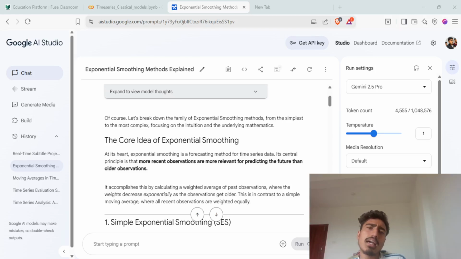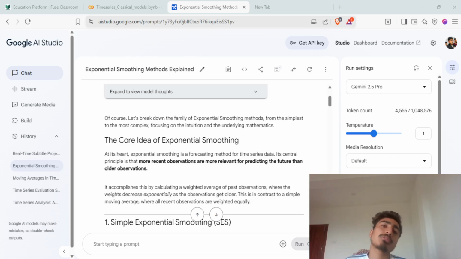Hi guys, today I'm covering the core idea of exponential smoothing and all the models that fall under the exponential smoothing principle. So let's start the video with the introduction of exponential smoothing.